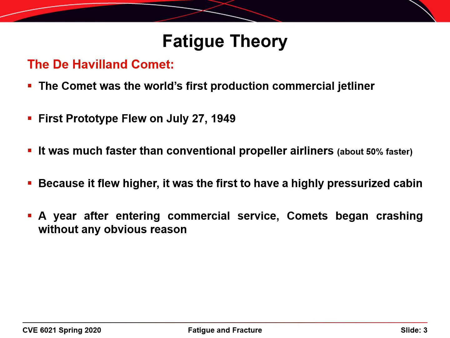Basically, the Comet was the world's first production commercial jetliner, building off of jet engine technology from World War II. It was much faster than conventional propeller-driven aircraft, and because of that, it flew higher than conventional aircraft, and it was also the first to have a highly pressurized cabin. About a year after entering commercial service, though, the Comets began crashing without any obvious reason.